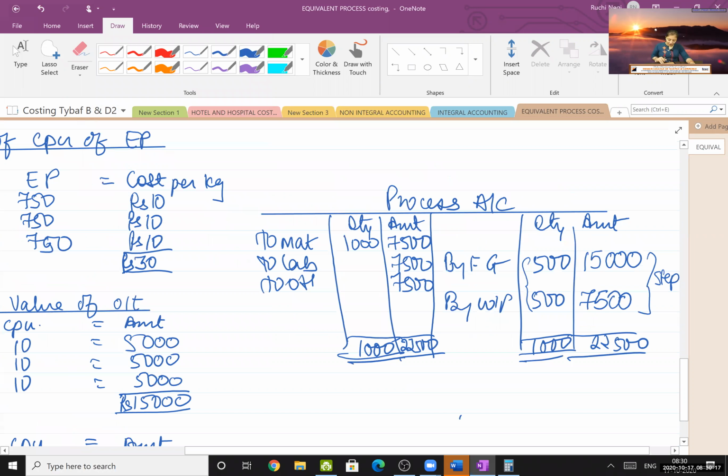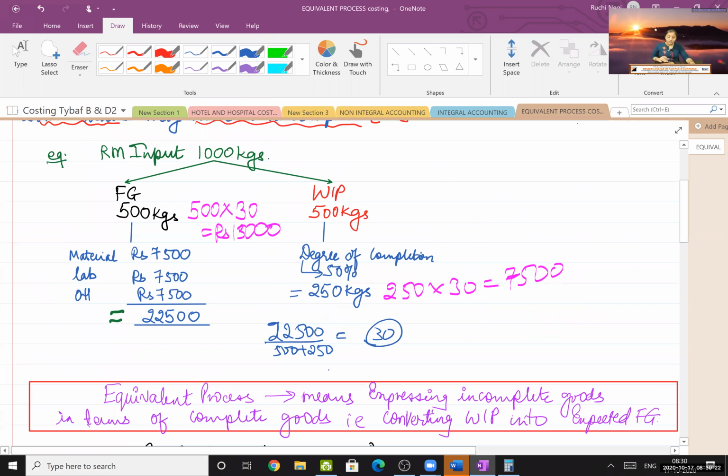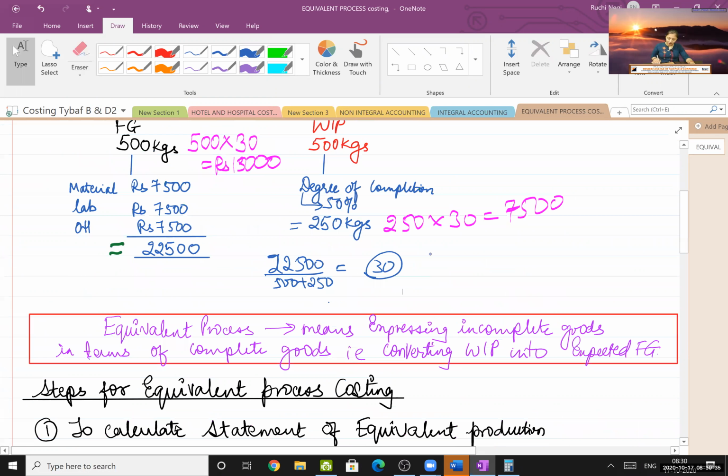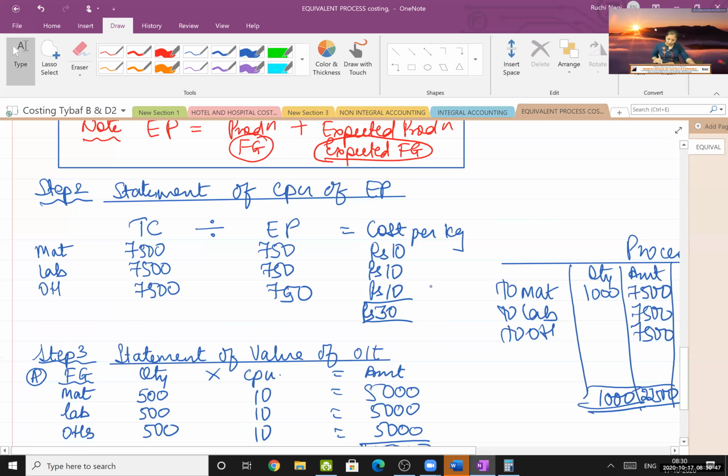I took a basic example of this before. Yeah, this one. And this also, see, 15,000 plus 7,500 is how much? 22,500. And see, your cost price was how much? 30. Here also it's 30. The only difference is I know the breakup of this 30 also: 10, 10, 10 as per the steps. See, this 30 I know the breakup. Correct?